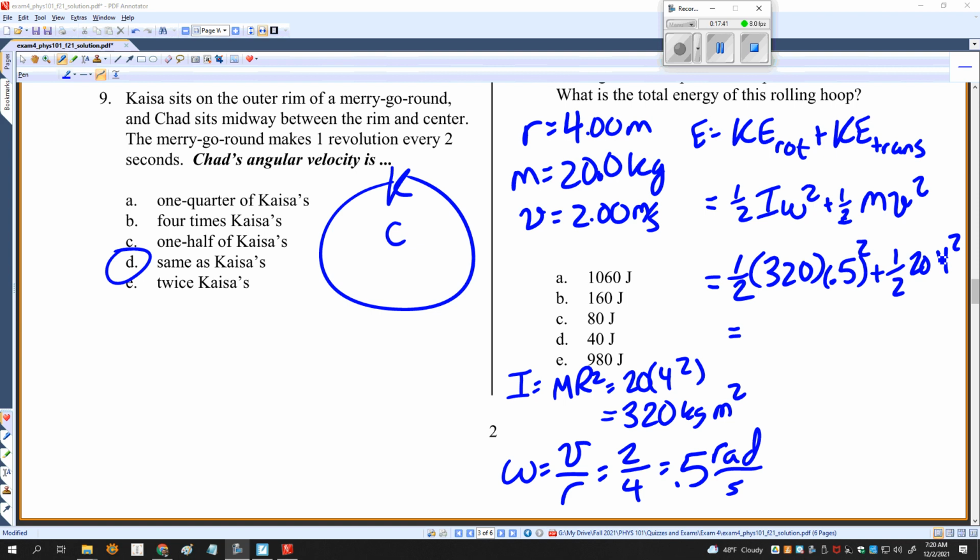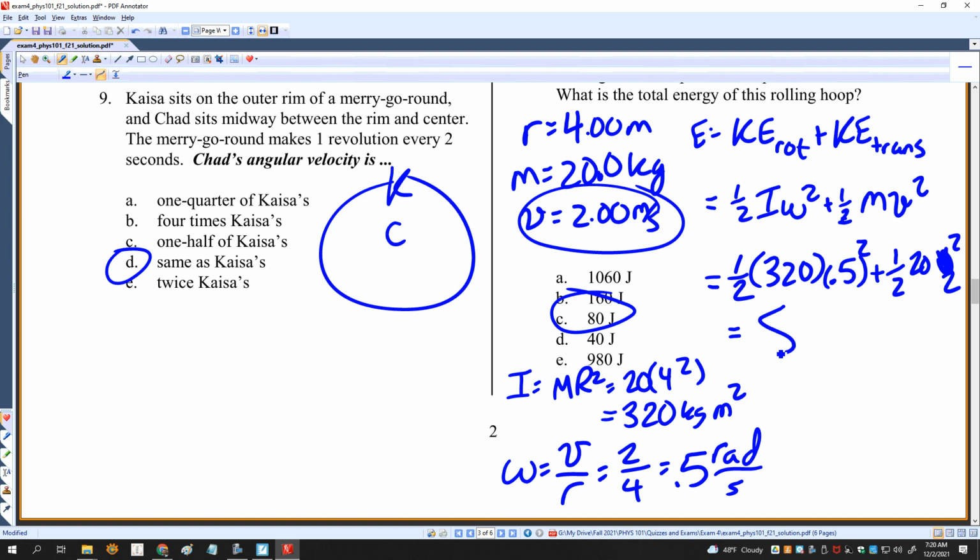Okay, actually this was a 2 right here. This should be 2. The speed was 2 meters per second, so the answer is 80.